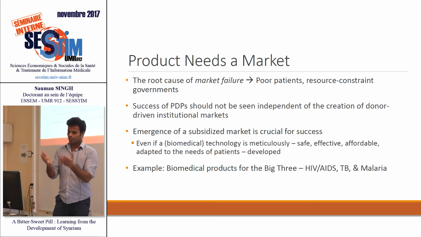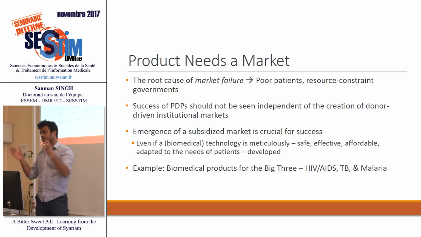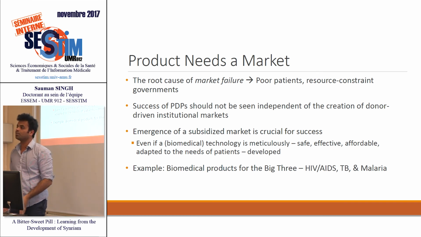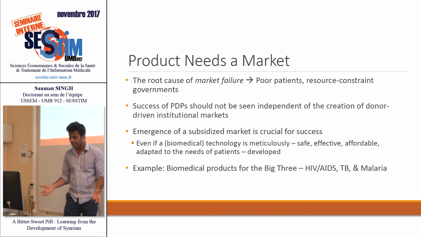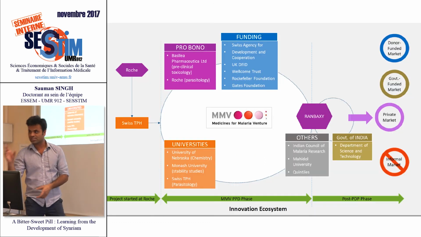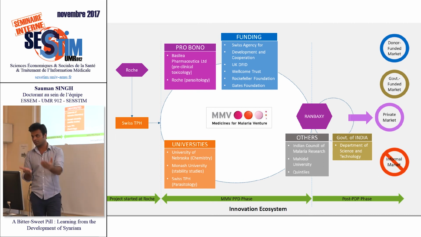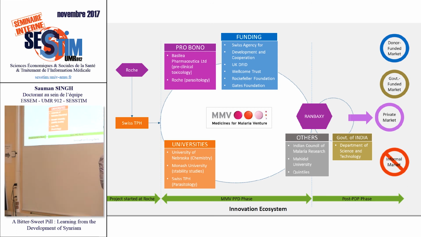What we see from the success of the big three, HIV, TB and malaria, is that the scale up of treatment was only possible because there was a globally subsidized market by international organizations. Otherwise it would not have happened. In the case of Ranbaxy, the product was developed, but it was not within the PDP. It was after the PDP, a partnership with the Government of India.